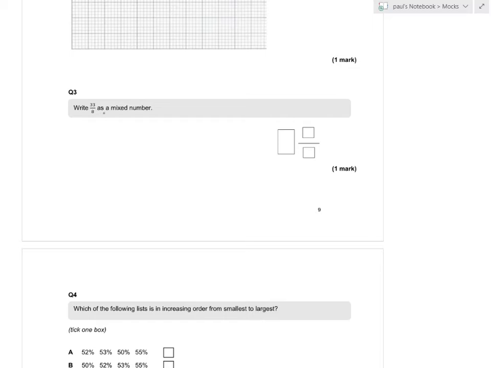Write 33 over 8 as a mixed number. Well, 8's into 33, 4 8's are 32, so it's 4 and 1 8 left over.